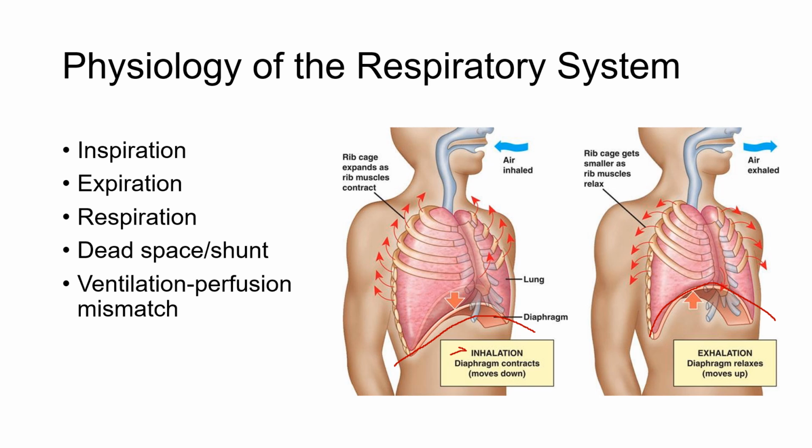Okay, then we have respiration. So again, respiration is exchange of oxygen and carbon dioxide at the alveolar level. And then we have dead space, shunt, ventilation-perfusion mismatch. And we will talk about this on a different slide coming up.